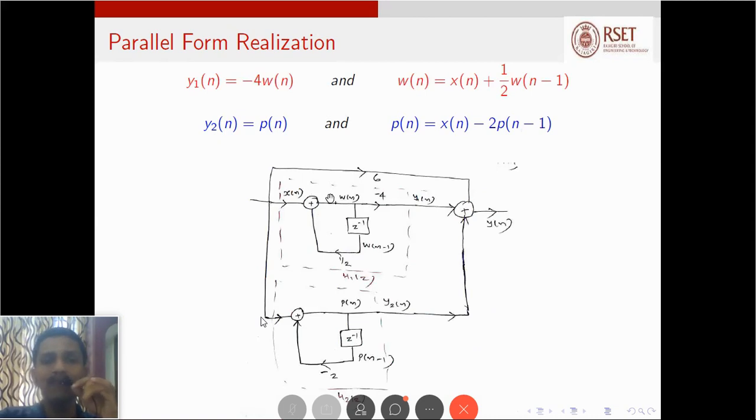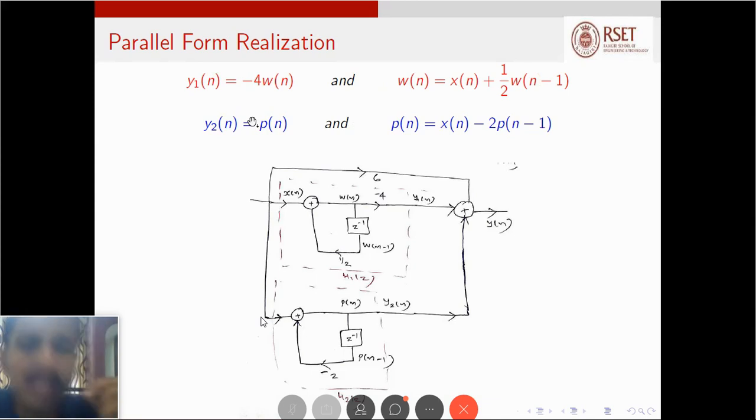Now, for the parallel form realization, the four different equations are y1 of n is equal to minus 4w of n, and w of n is equal to x of n plus 1 by 2 w of n minus 1, and y2 of n is equal to p of n, and p of n is equal to x of n minus 2p of n minus 1. Then realize the corresponding equations.